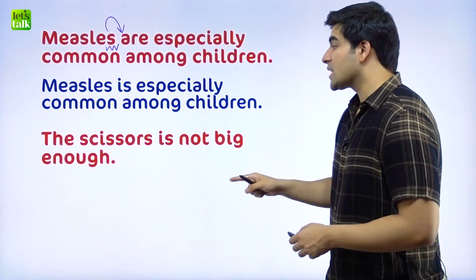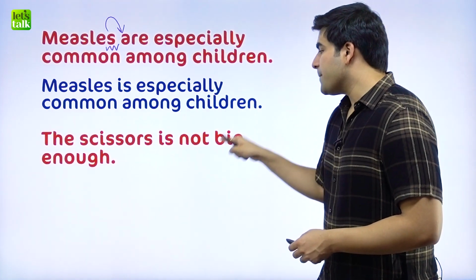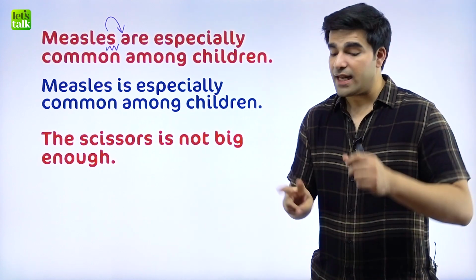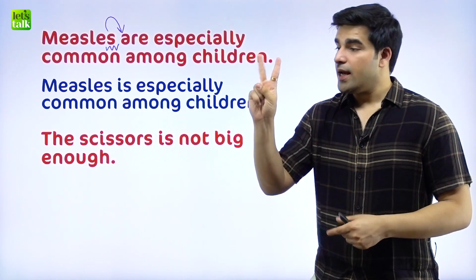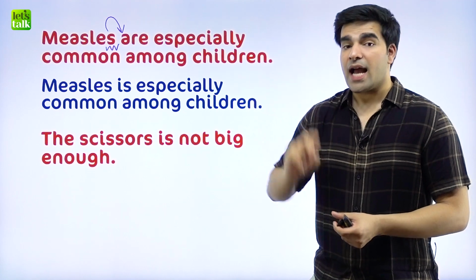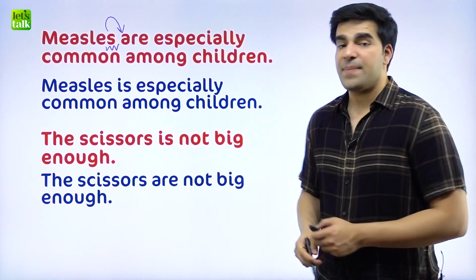And the last one is on the same lines. The scissors is not big enough. Now scissors, anything that has two parts in it, for example, jeans example we just saw, anything that has two parts in it takes the plural verb. So we say the scissors are not big enough.